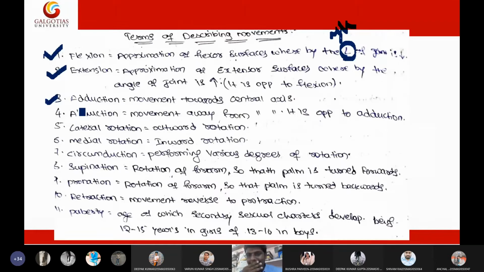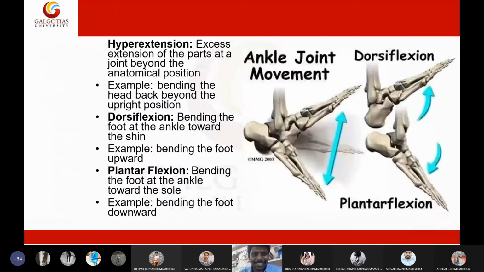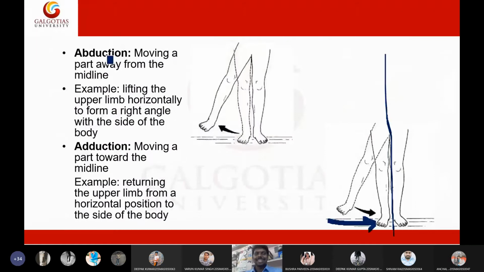There is a slight difference in this word, students. See, adduction means to bring to the central axis, whereas abduction means to move away from the central axis. The only difference is AB and here ADD. Adduction means towards the central axis, abduction means away from the central axis.